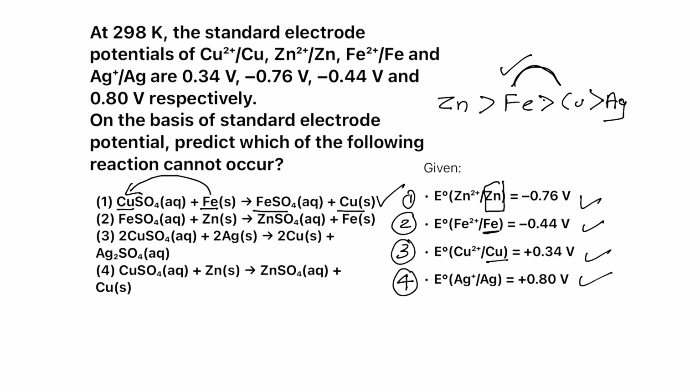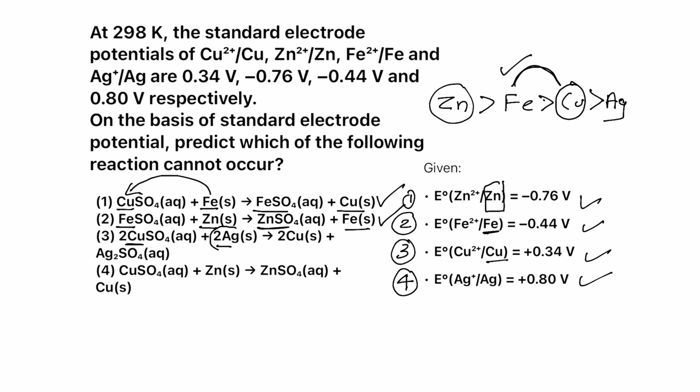No doubt in that. Second, zinc and Fe. Who is more reactive? Of course, zinc. So zinc will replace Fe and you will get ZnSO4. Fe will be displaced. This reaction will happen. Third one is what? Copper, Ag. Which is more reactive? Of course, copper.